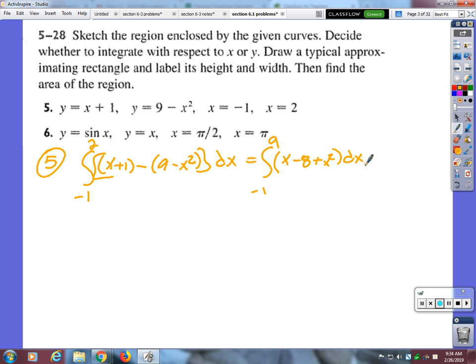The 9's from the 9. Oh, that 9. Yeah, that's not a 9. That's a 2. Alright, so then we do the antiderivative. So x squared over 2 minus 8x plus x cubed over 3 from -1 to 2.